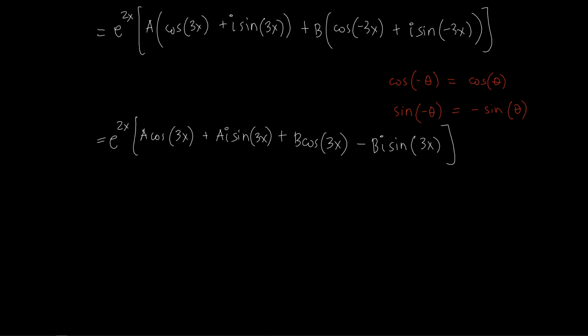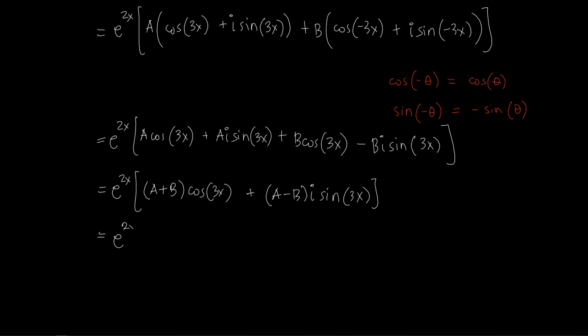Okay? Why is this the common term? So we have A and B: A plus B cosine 3x plus A minus B i sine of 3x. Then A and B are constants, and a constant plus a constant is still a constant, so we can rename A plus B as C, and A minus B as D.